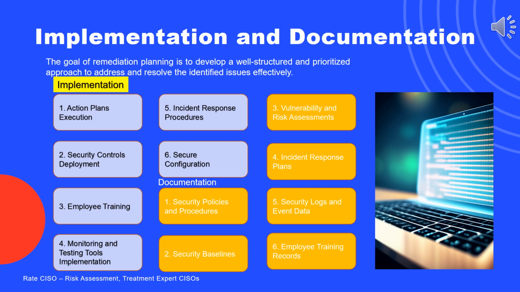7. Policy acknowledgement. Document employee acknowledgement of security policies and procedures. 8. Changes and updates. Document any changes, updates, or modifications made to security measures and controls. 9. Compliance reports. Prepare and maintain documentation required for compliance reports and audits, such as PCI DSS, GDPR, HIPAA, or ISO 27001. 10. Lessons learned. Document the lessons learned from security incidents and assessments to improve security practices and policies continuously.